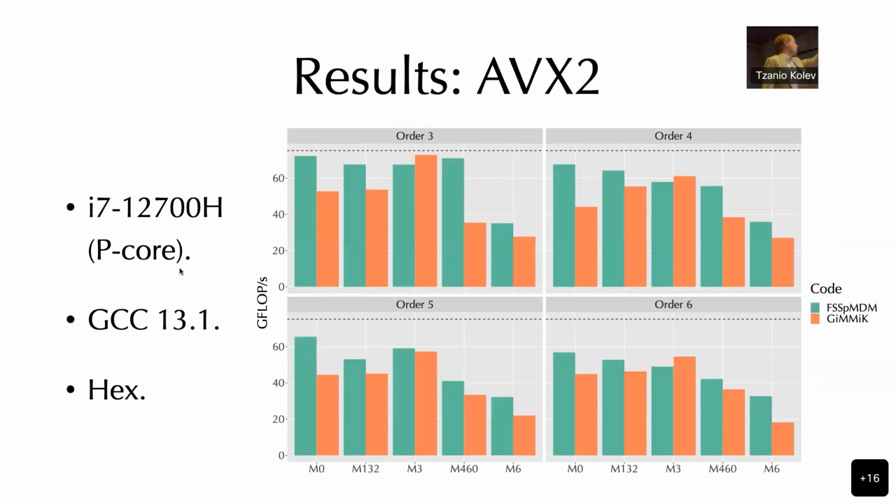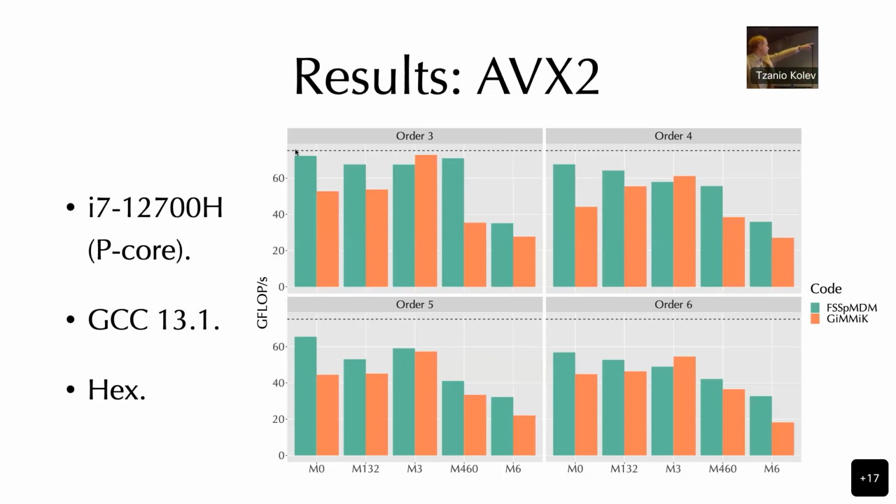First up, we're going to do AVX2 on a recent Intel CPU with a Golden Cove core. Orders 1 and 2 are completely uninteresting. You can do them dense and not lose any performance because they're so small. And what we're looking at along the y-axis is gigaflops per second. That dotted line is machine peak for a single core. That is single core peak. That is as fast as you can hope to go. And what we're comparing is FSSpMDM in green against GiMMiK in orange.